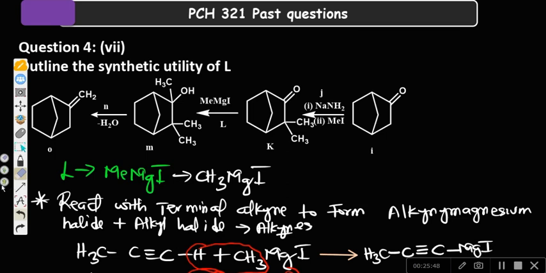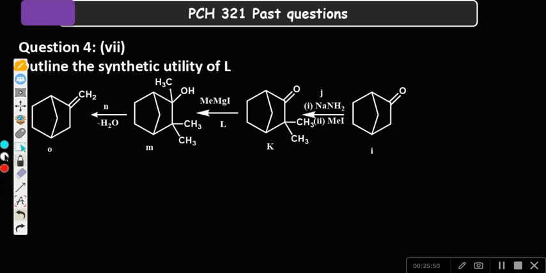Now, what other synthetic utility of Grignard reagent do we know? Grignard reagent reacts with aldehyde and ketone. Now, they react with formaldehyde to give a primary alcohol, and react with other aldehyde to give secondary alcohol, and with ketone upon hydrolysis give a tertiary alcohol. Now what we are saying is that if you have something like this CH3 MgI, this is something that we've learned before, plus formaldehyde is something like this.